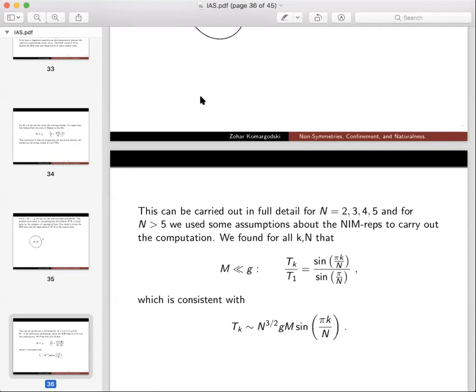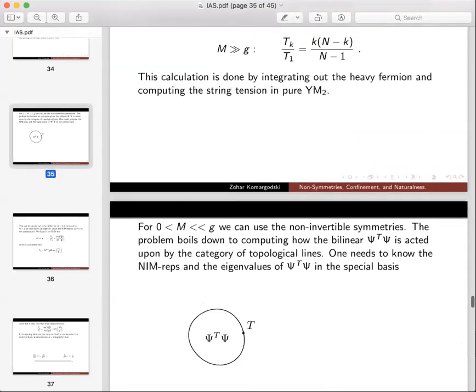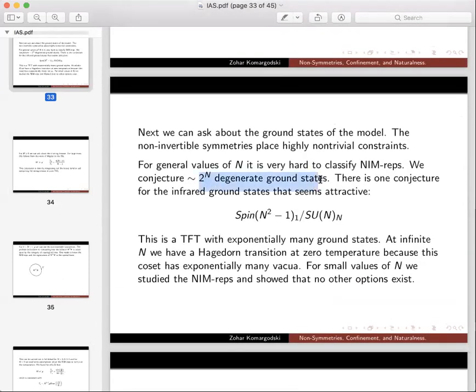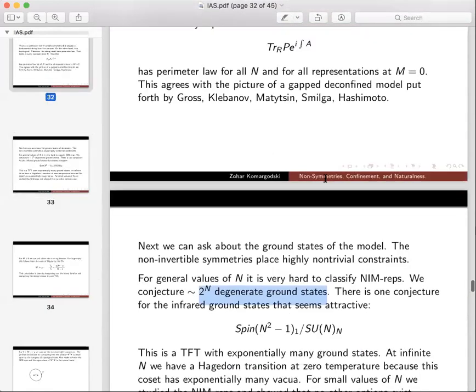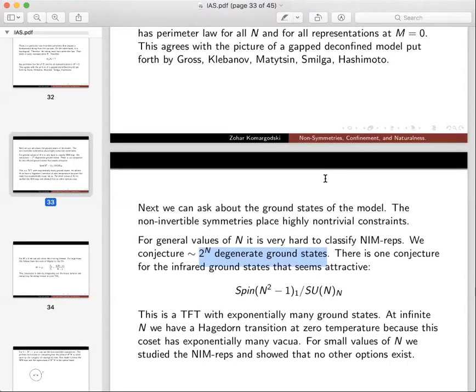In a gapped system with non-invertible symmetry, are the ground states all exactly degenerate or degenerate modulo exponentially small energy? That's a very interesting question. The answer is that in this system, we have 2 to the n vacua. They're all related to each other by non-invertible symmetries. Most of them are not exactly degenerate. There are small splittings which are exponentially small in the volume of S1, except that exactly n out of this 2 to the n are exactly degenerate even in finite S1.